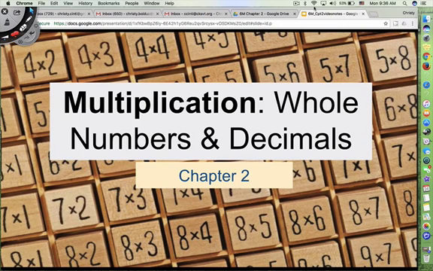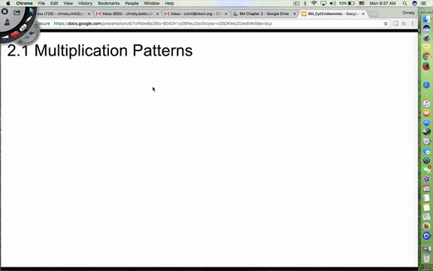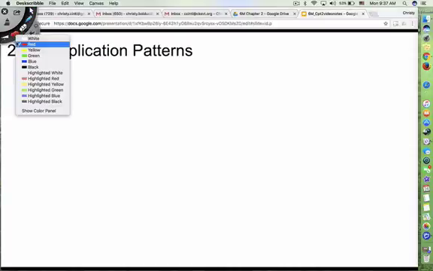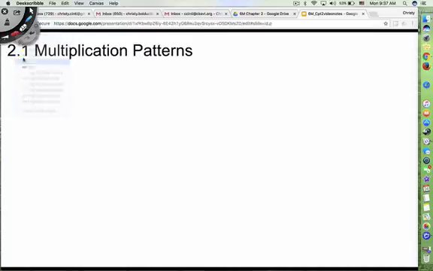We're going to be multiplying whole numbers and decimals. This is the beginning of chapter 2. So let's go ahead and get started. This section is just about looking for patterns and knowing what to do with the multiple zeros that you may be multiplying by each other, as well as moving the decimal if you're multiplying something by 10 or 100, some kind of power of 10. So let's go ahead and begin by just discussing this first part.